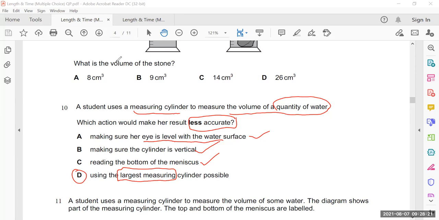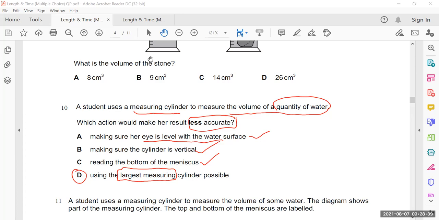Children, those who are not sending your answer, please respond. Only 4 or 5 students are replying. All of you, 23 participants are here. Yeah, let's move to the next question.